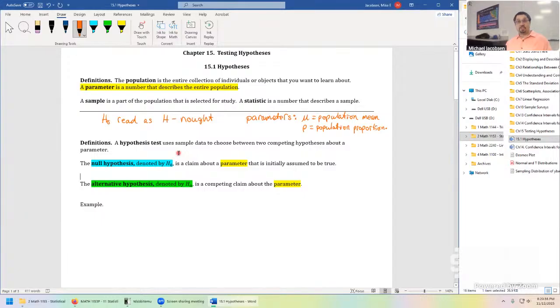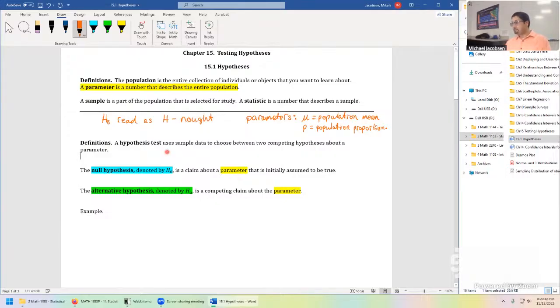So those are the definitions so far. The null is an initial claim we assume to be true. The alternative is the competing claim that we say about the same exact parameter, either mu or p. Let's think about that and kind of absorb it into our subconscious for the moment. Any questions at the moment with what we have for the definitions?